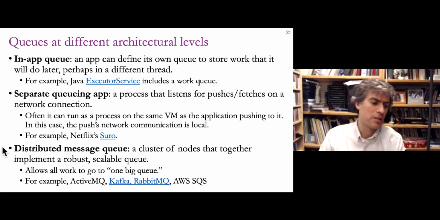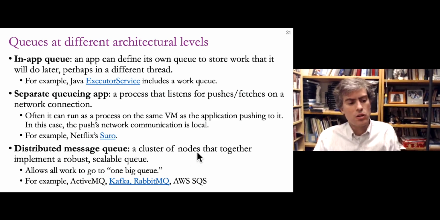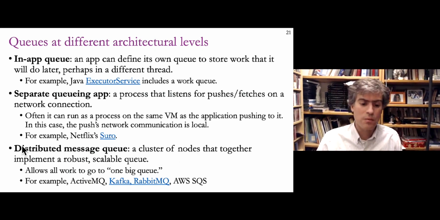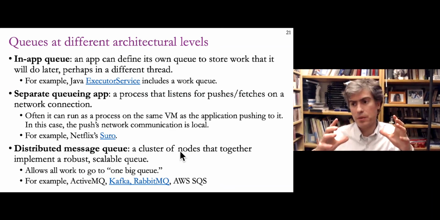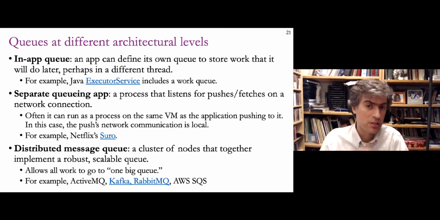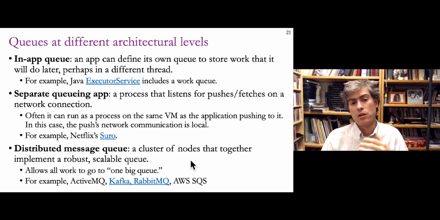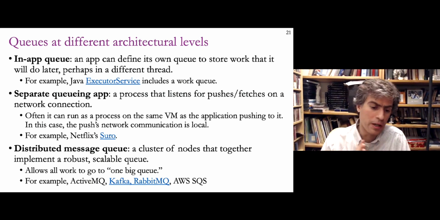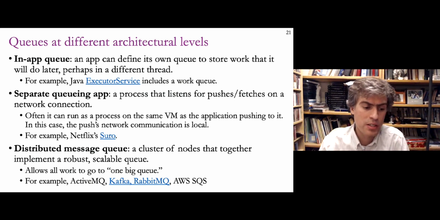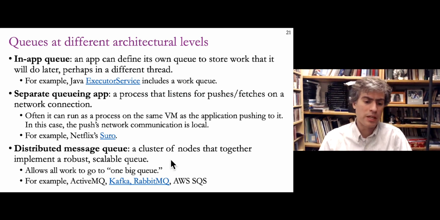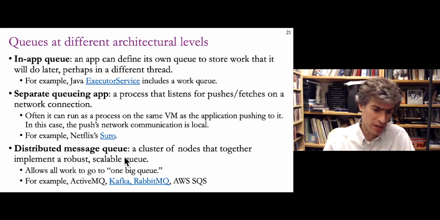But really what we're talking about in this class most importantly is this third class, which are distributed message queues. These are clusters. These are dedicated machines, kind of like databases, that implement a queue for a big system. They are implemented in a distributed way, typically with more than one machine working together to implement a robust, scalable queue, where if one of the nodes fails, that's okay. The system doesn't stop working. Well, depending on how it's implemented, you might lose some messages in the process. So it's kind of like a NoSQL database in a sense. It's a distributed data store, but the data it's storing are messages in a queue.